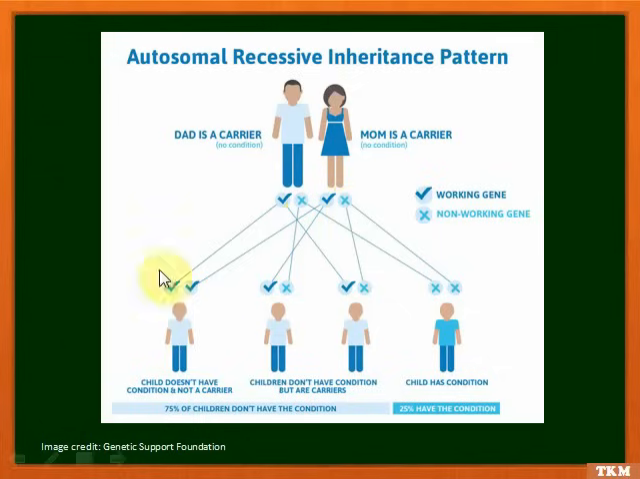There is a 25% chance the child doesn't have the condition and is not even a carrier. There is a 50% chance the children don't have the condition but are carriers, and a 25% chance that the child has the condition. So overall, there is a 75% chance that the children don't have the condition.